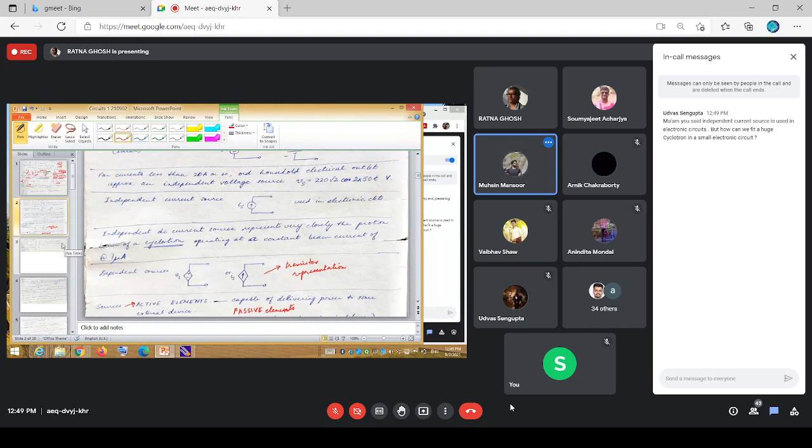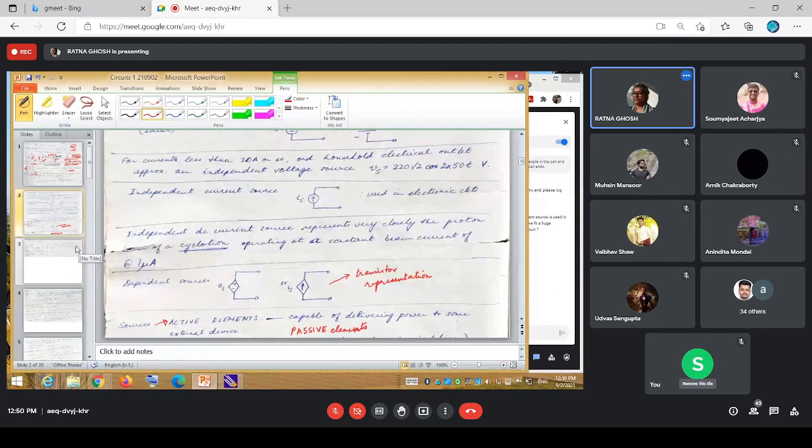Yes, ma'am. But then why are they not called active elements? Ma'am, they basically store power and then dissipate it afterwards. Ma'am, they don't generate power. Exactly. So that is important.